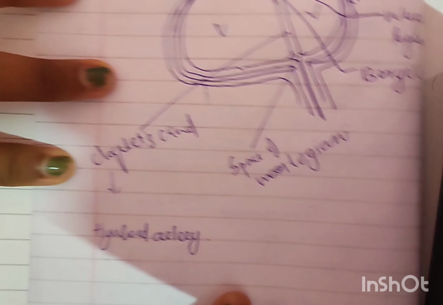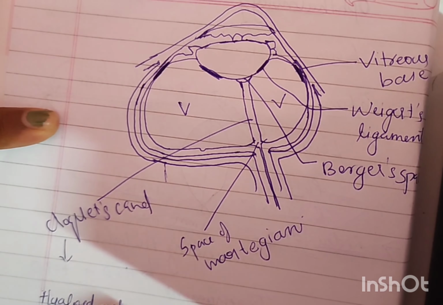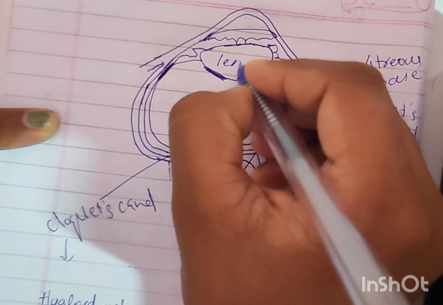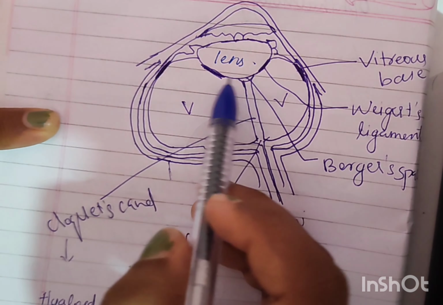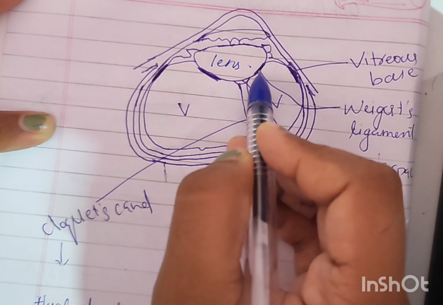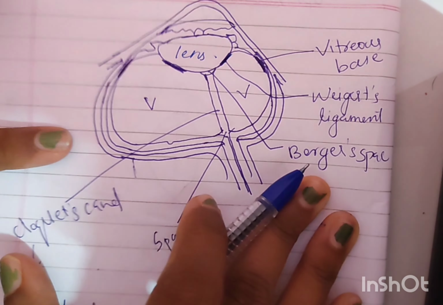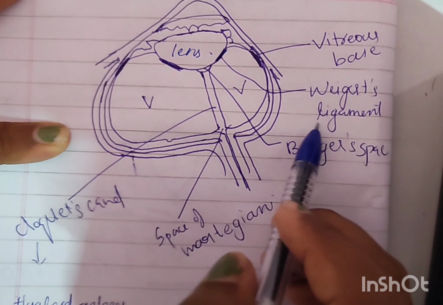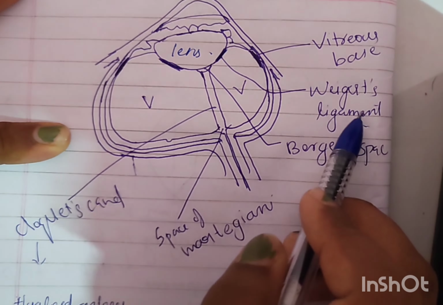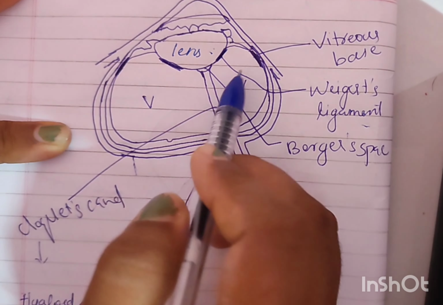The second part is, what are the main attachments of the lens? So this one is a lens, and we can see there are so many attachments. The first attachment is this ligament. What is the ligament here? This ligament is known as Wieger's ligament. Wieger's ligament helps to connect the lens with the vitreous.